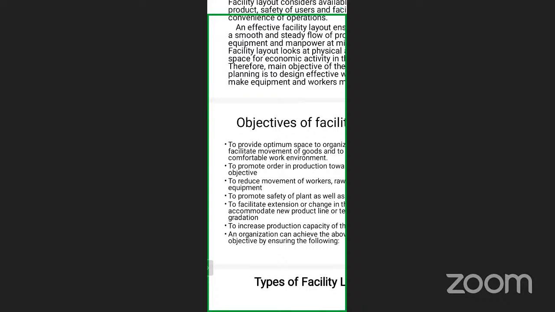If you will not provide the optimum space, how will you organize? Yes or no? You will not provide the optimum space, so you will not organize. Then we are not getting that type of facility for movement of goods and raw materials. First of all, we have to get the optimum space where we can organize all the equipment, then we will get the best product.